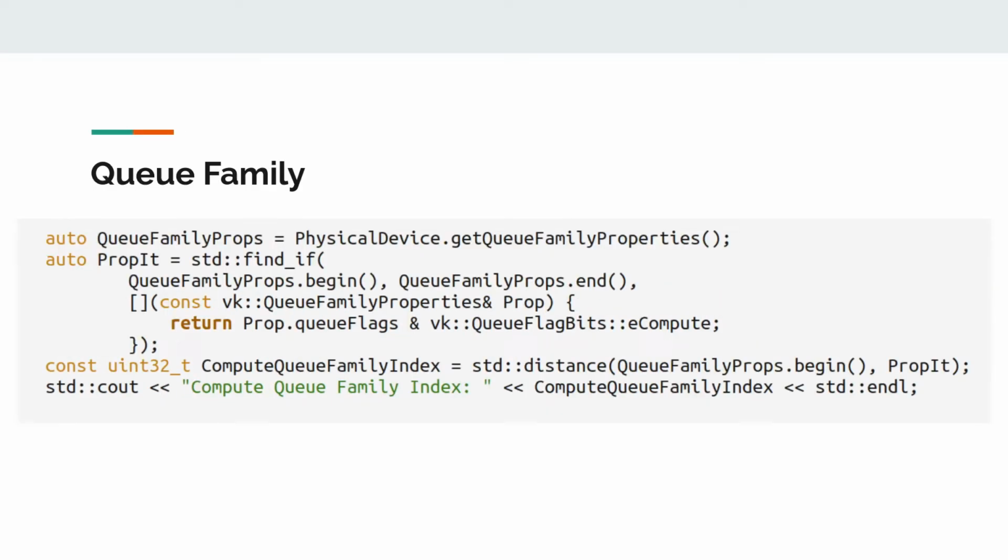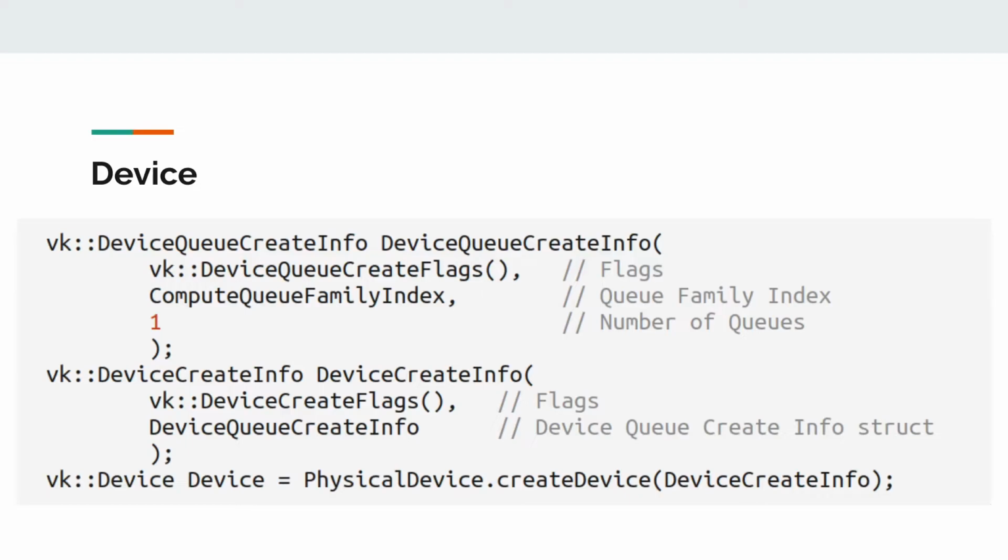After that, we need to determine a queue family for our application. In Vulkan API, you cannot just send commands to GPU directly. You need to send your commands to a queue. Here we get the list of available queue families and iterate through them to find a queue family that supports compute shader operations. And finally, we are ready to create our logical device.